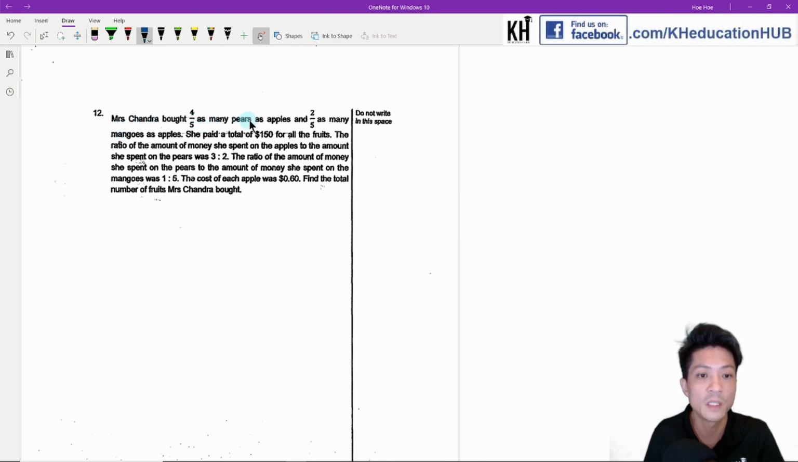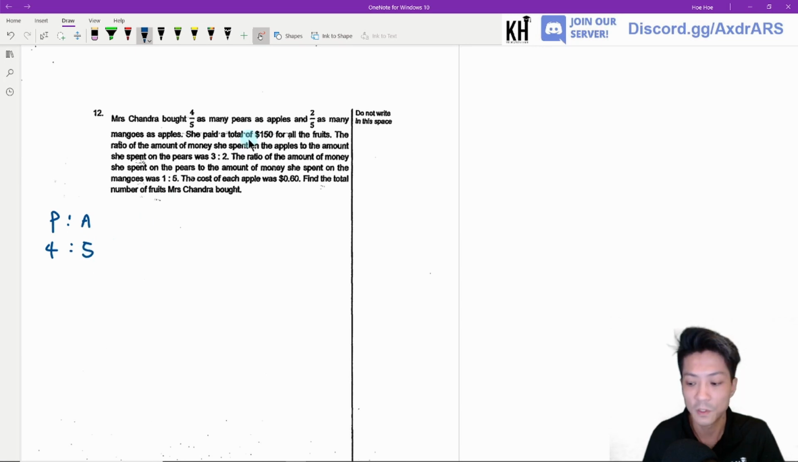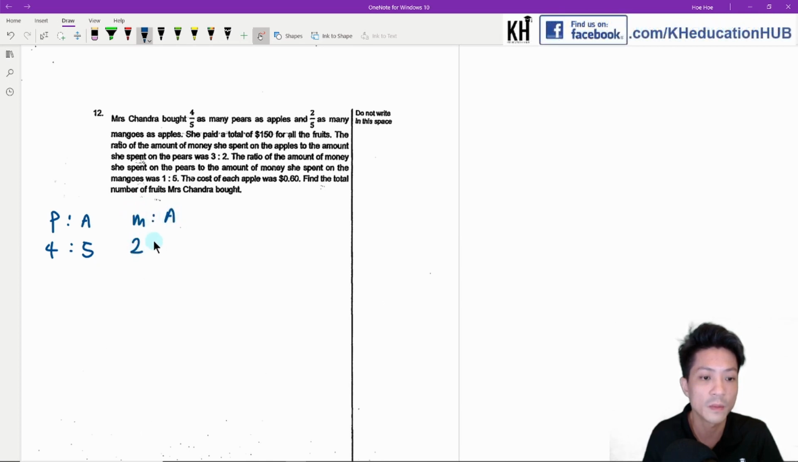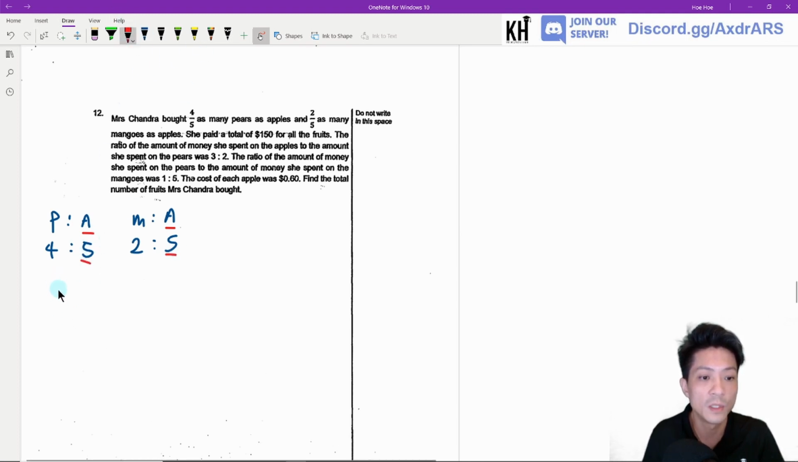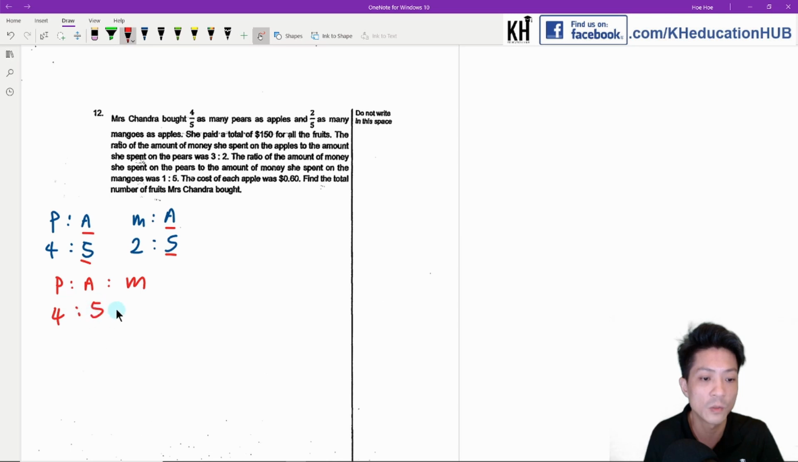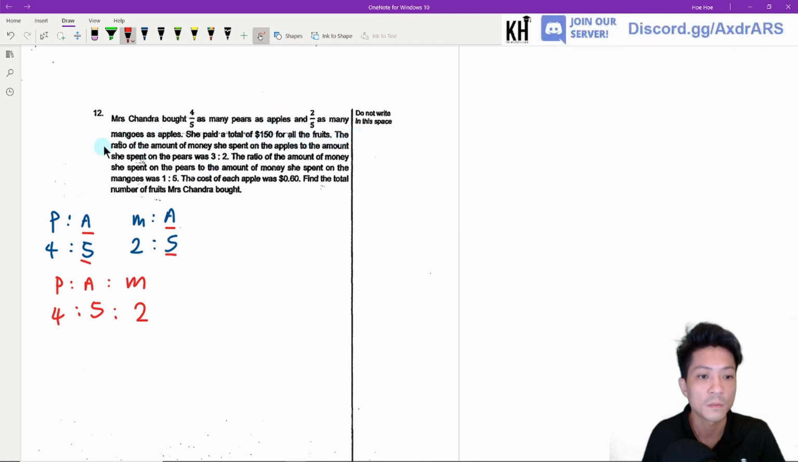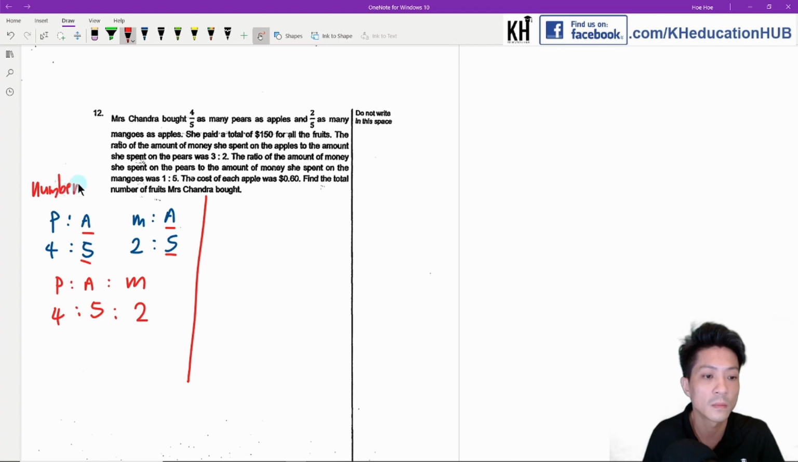Mrs. Chandra bought 4/5 as many pears as apples, which means that pears is to apples is 4:5. Okay, and 2/5 as many mangoes as apples, which means that mangoes is to apples is 2:5. Okay, we can see that the common subject, which is the apples, is also the same. Which means that we can immediately combine them together. Pear is to apple is to mango is 4:5:2. Okay, she paid a total of 150 for all the fruits. The ratio of the amount of money, so this is talking about the number of fruits. Okay, so now we're gonna write down the ratio of the amount of money.